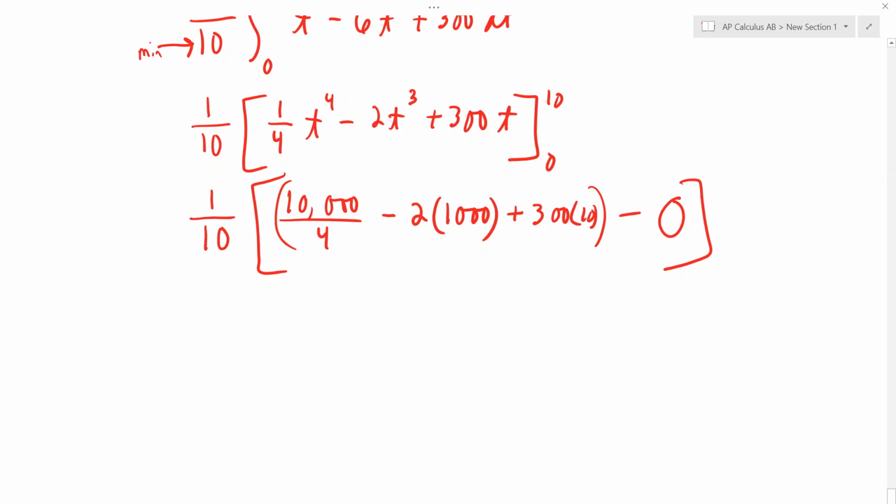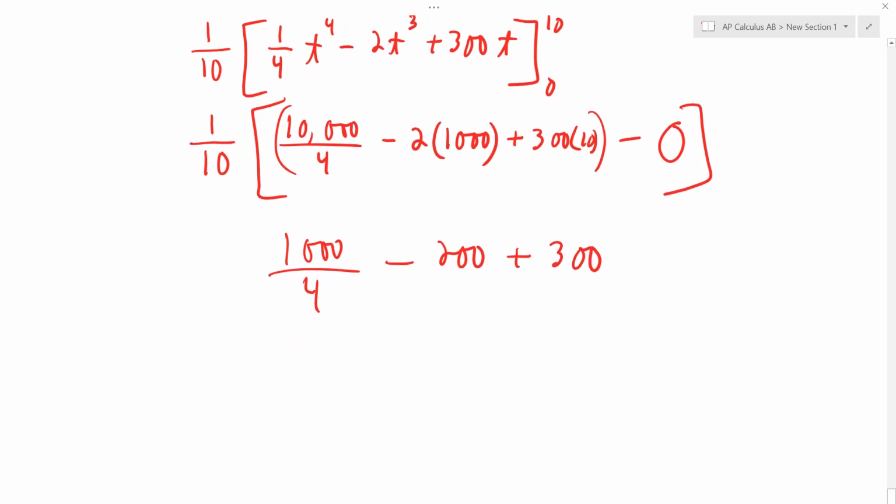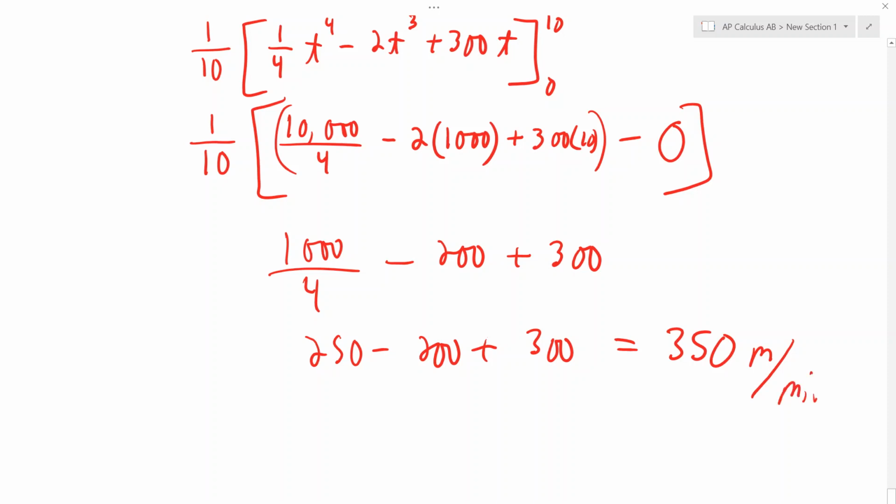Now watch this magic. Since I have a 1/10 out front, I can multiply in 1/10. You don't have to do this. These aren't really difficult to do. But if these are harder numbers, this is a good thing to do. If you multiply in 1 over 10, that 10,000 just becomes a 1,000. That 1,000 just becomes 100. And that 10 becomes a 1. Make sense? Much easier to deal with those smaller numbers. That's 250 minus 200 plus 300, and that happens to be 350 meters per minute.